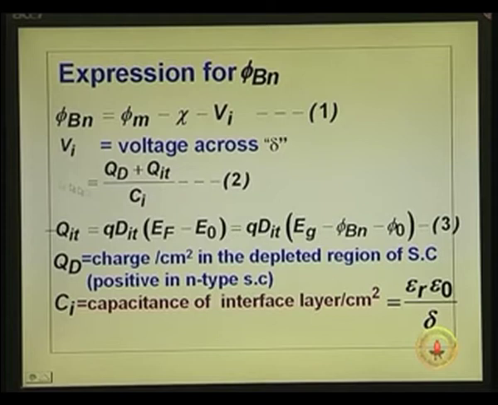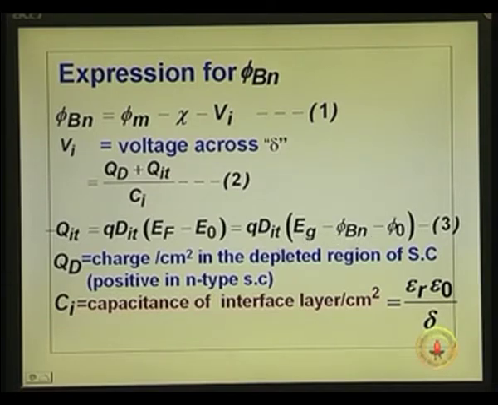So, that is what I have written here. Phi Bn is that, I can quickly go through. Vi is Qd plus Qit by Ci, total charge, and Qit I put as minus Q, because I did not have place to put that Q as Q on the other side. So, Qit is minus Qdit Ef minus E naught, and that term within the bracket Ef minus E naught I can put it as Eg minus Q phi Bn minus phi naught.